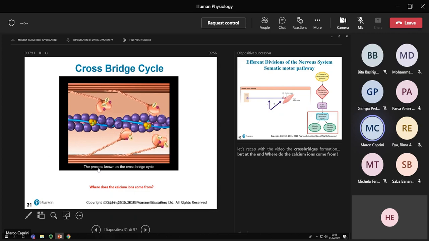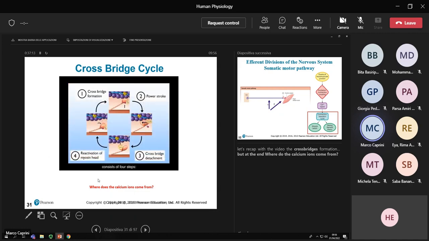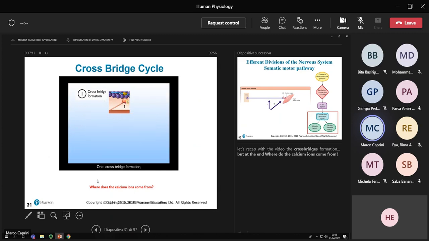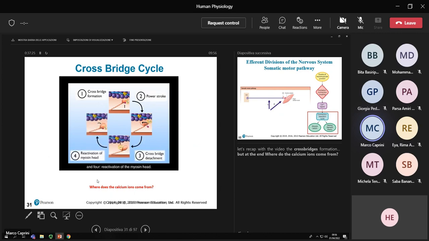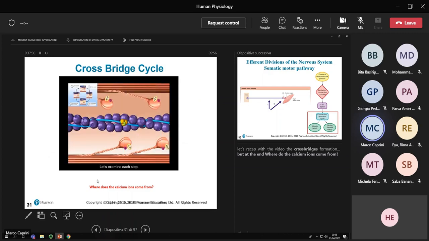The process known as the cross-bridge cycle consists of 4 steps. 1. Cross-bridge formation. 2. The power stroke by the myosin head. 3. Cross-bridge detachment. And 4. Reactivation of the myosin head. Let's examine each step. Step 1.